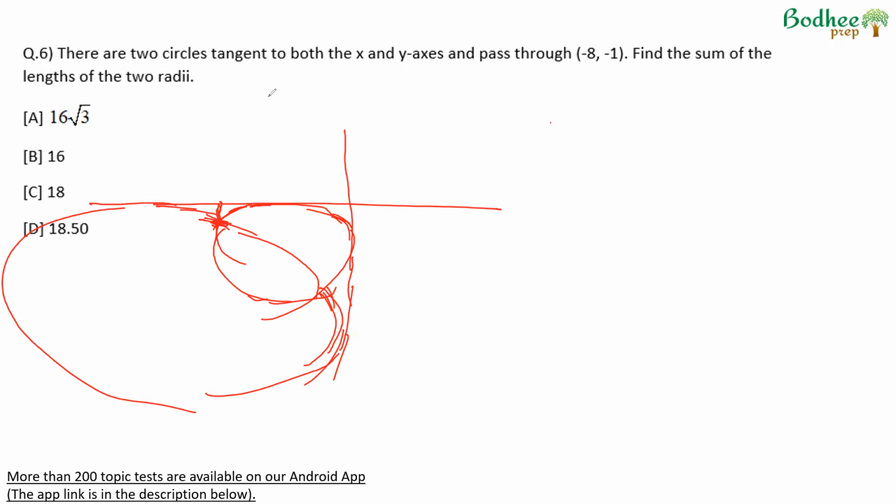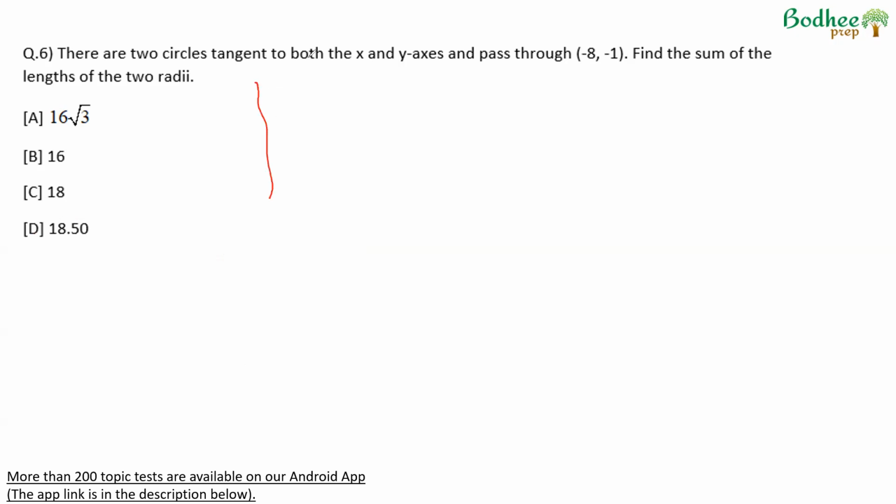I will boil it down to what is most important whenever a circle is tangent to an axis. Suppose this is the circle that is tangent to both the axes. From the center we drop a perpendicular, this will be r. This will also be r. We can very easily say that this center will also be at r, because the vertical distance from the x-axis will be the coordinate of this center, which is r. The horizontal distance from the y-axis will also be r. That will be the x coordinate of the center.